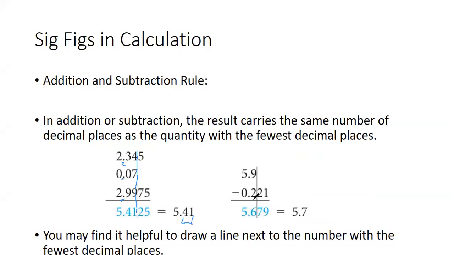5.9 minus 0.0221. There is 1 number after the decimal in 5.9. So I draw my line after 1 number. Now, my number is reported with 1 number after the decimal. So here you don't actually count sig figs. You just line up your decimals, draw a line after the number with the shortest amount of decimals, and you report your number with those same amount of decimals.